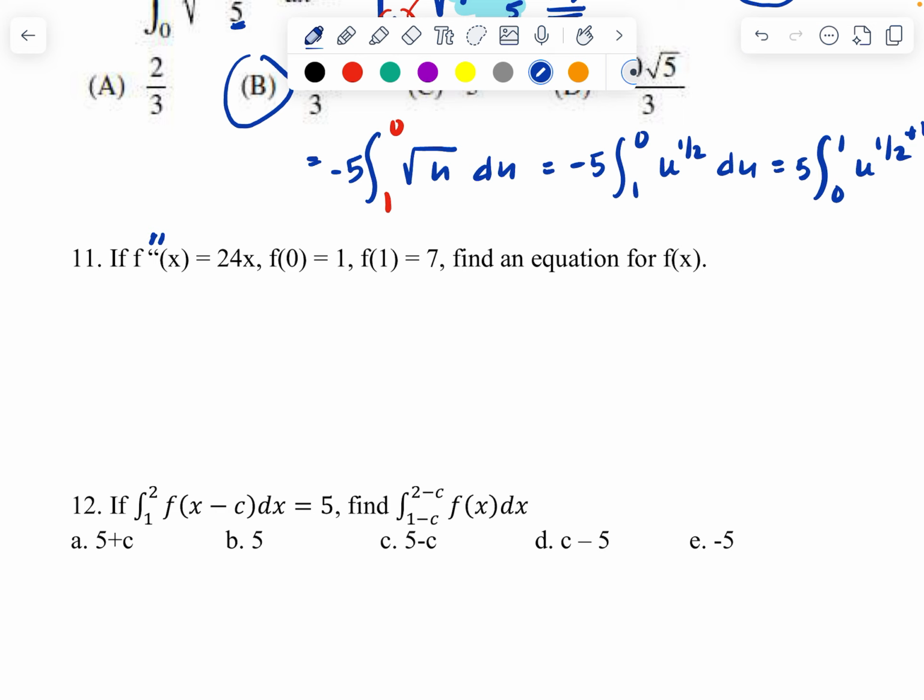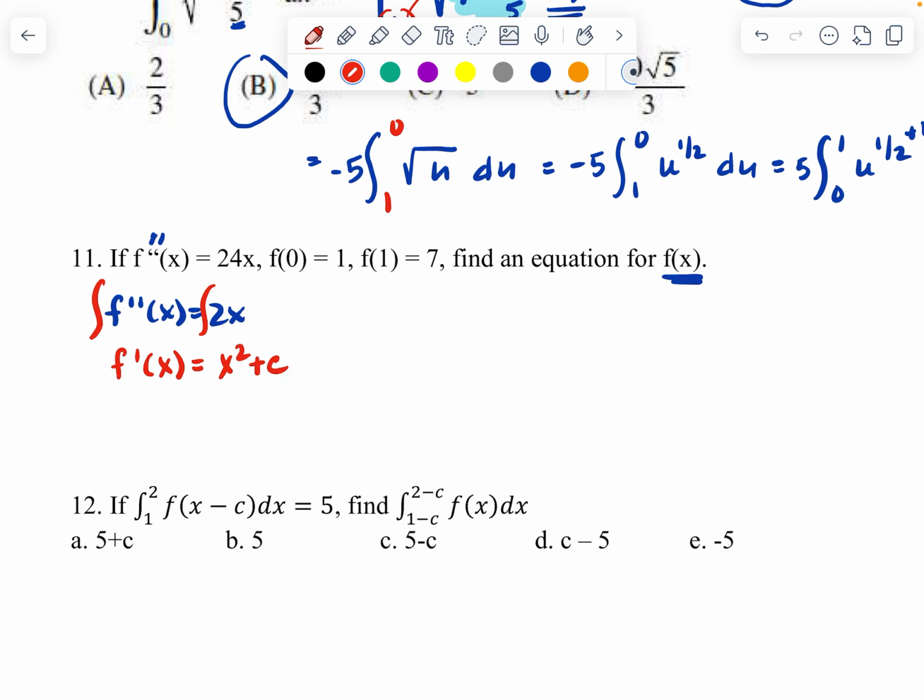Okay, so look, if I know that f double prime of x is 24x, and I need to get to f of x, this means I need to start taking integrals, right? So let's take the integral of both sides. The integral of f double prime is f prime of x, and that's going to give me 2x squared over 2, or just x squared plus c.